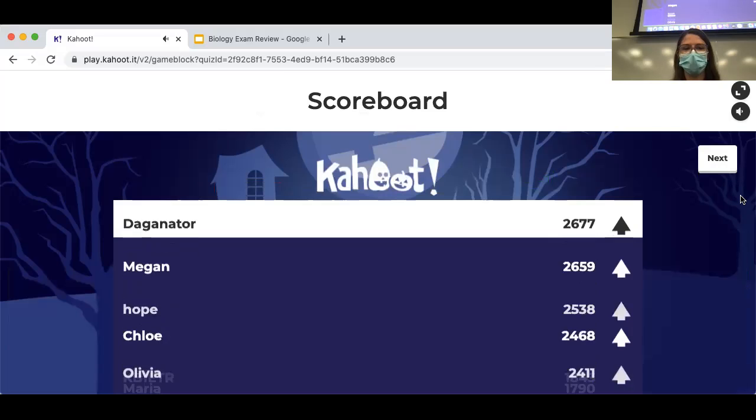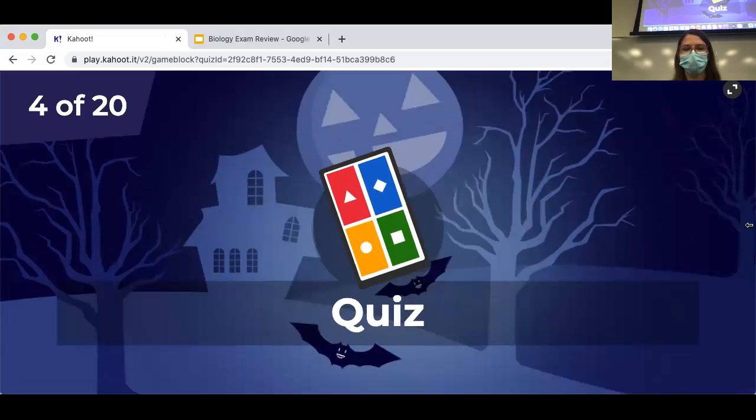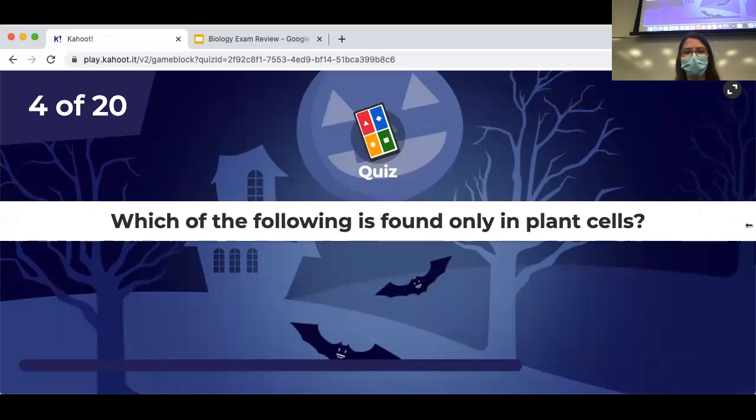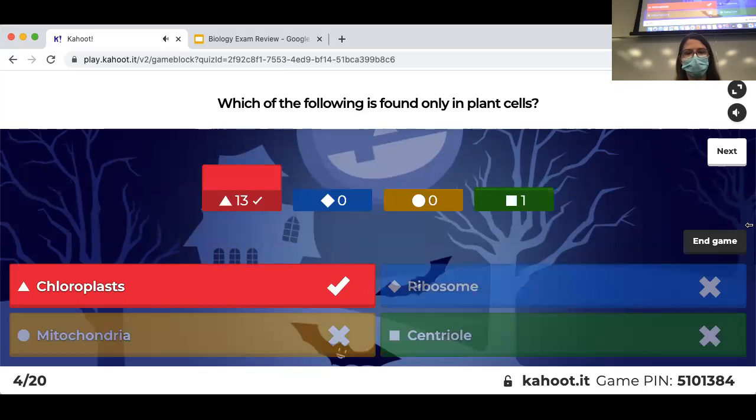All righty. Yeah, you guys are crushing it. All right, which of the following is found only in a plant cell? Nice. Chloroplast. So that's gonna be where photosynthesis essentially takes place and all that light energy gets converted into glucose or sugar that can be used throughout the plant.